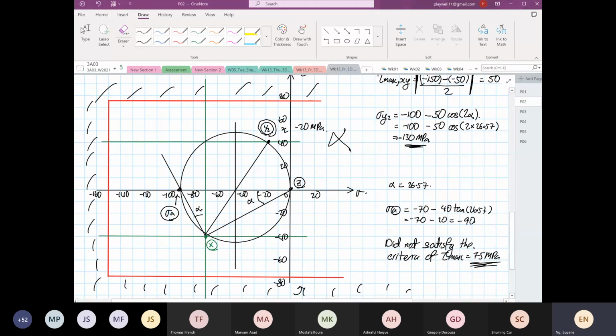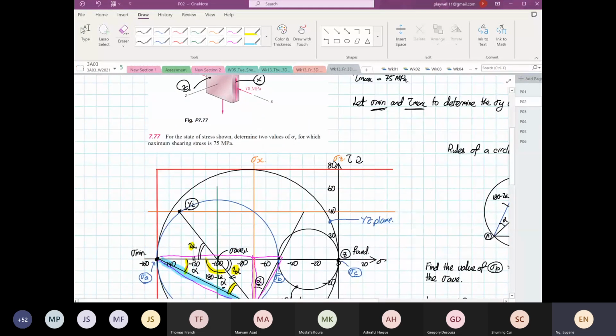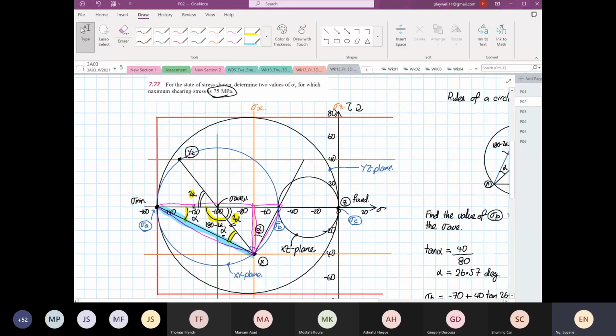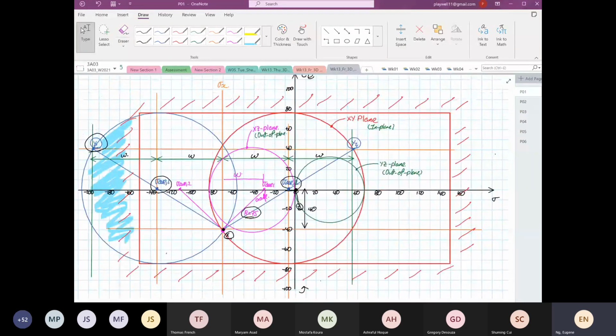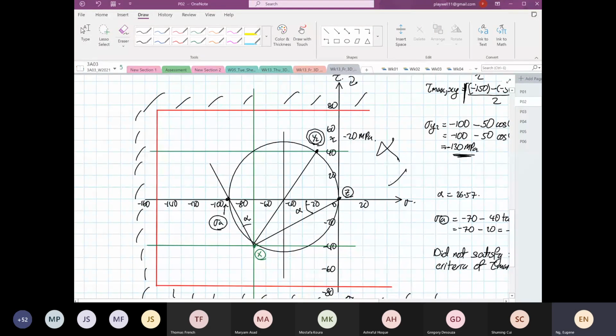If you look at the question, it specifies that the maximum shear stress must be 75. For this case, it satisfies the 75, and the 75 is on the YZ plane. The one that we did today, the 75 is in the XY plane. It's for that reason that the third option is not possible.